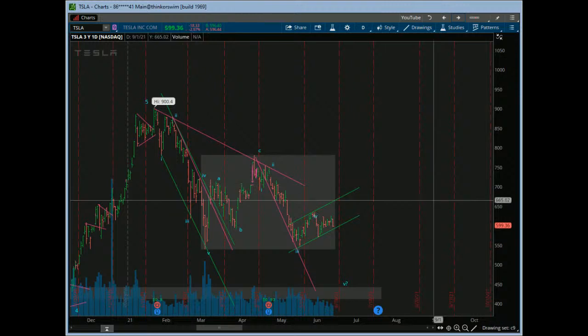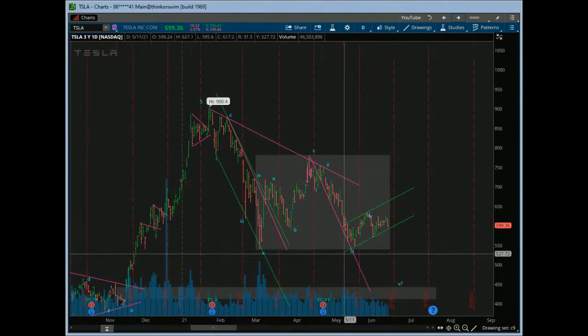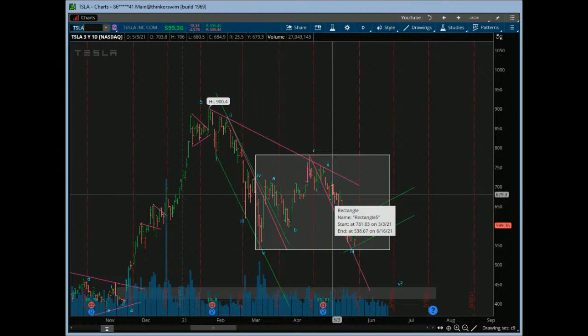I still think there's a possibility we get the symmetrical move down here to fill this gap, or at least test this gap off of the triangle. I know it takes us down to 400 or something, but it's possible. So maybe the more Elon focuses on Bitcoin instead of making cars, maybe Tesla will start moving again, right? So that type of stuff.